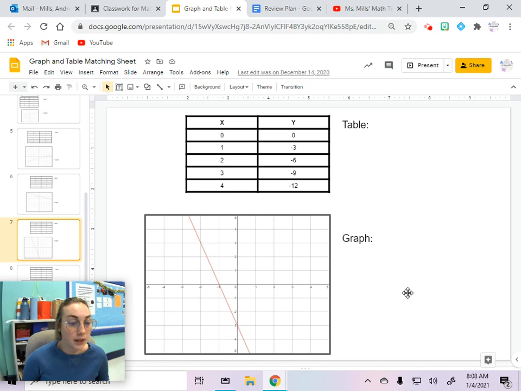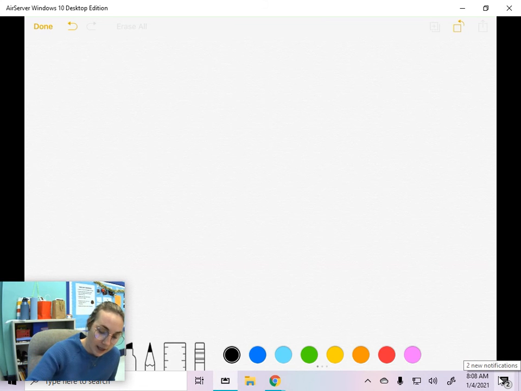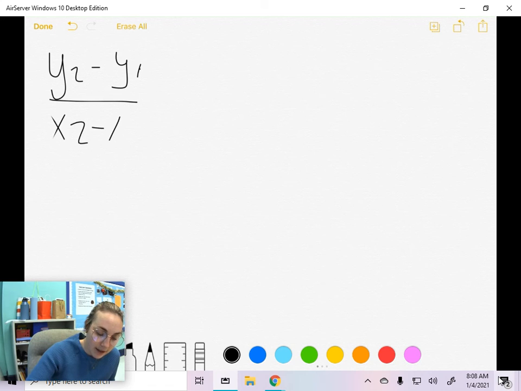So let's look at the table first, and we need to again find the slope and the y-intercept. All right, so the table first. First thing is we need to find the slope. So what you need to do here is pick two ordered pairs, which is an x and a y, put them into the slope formula, and find the slope. Okay, so let's do that. If you remember, the slope formula is y2 minus y1 over x2 minus x1.